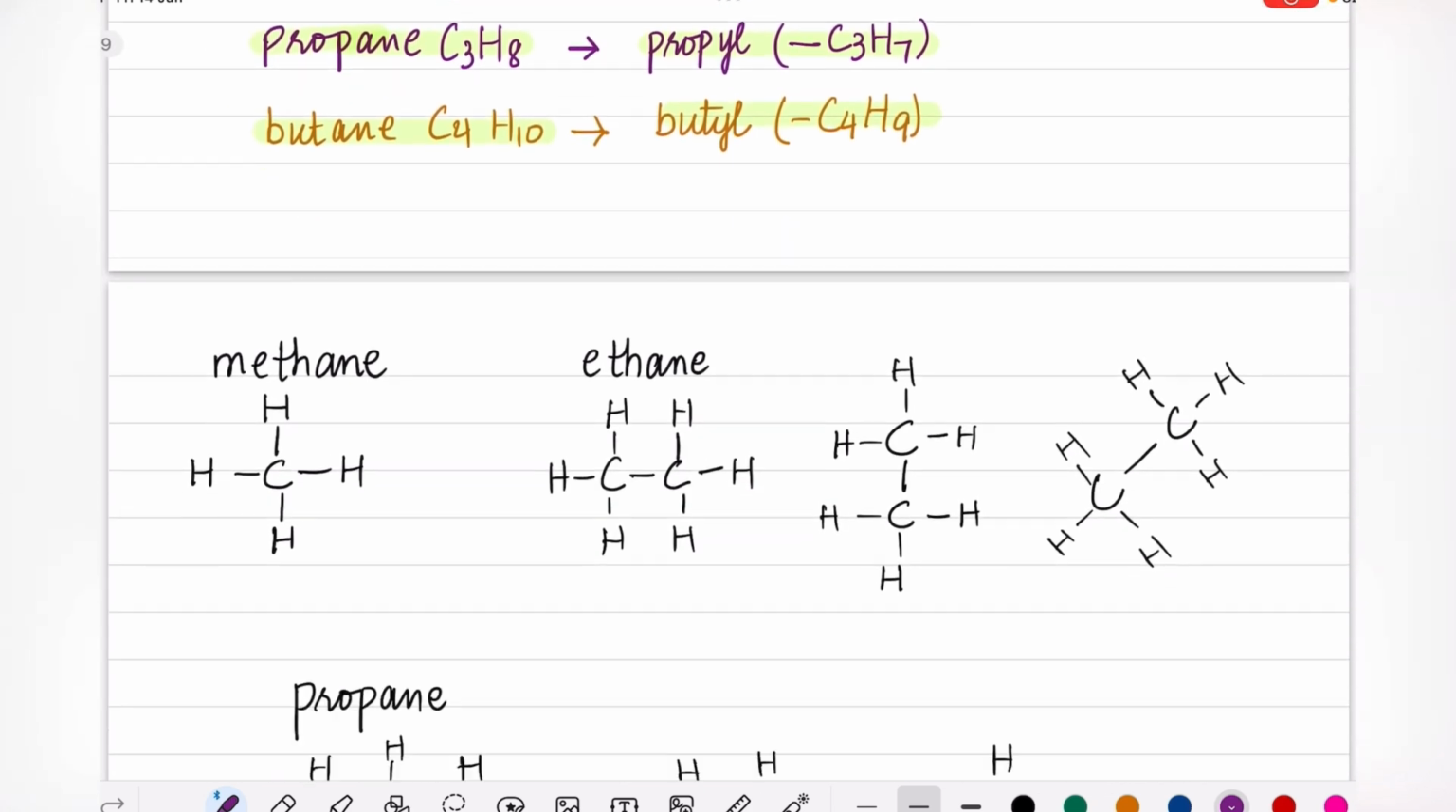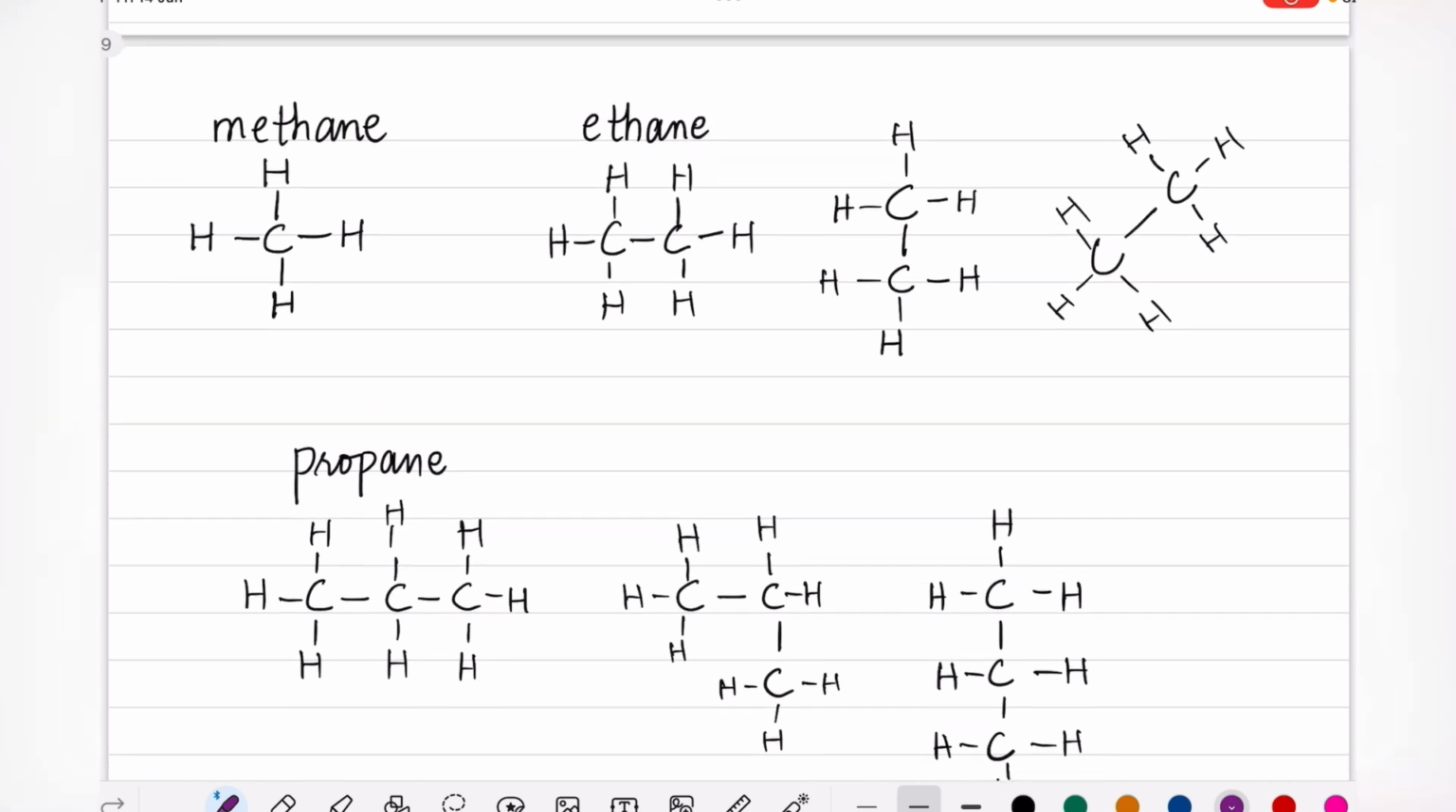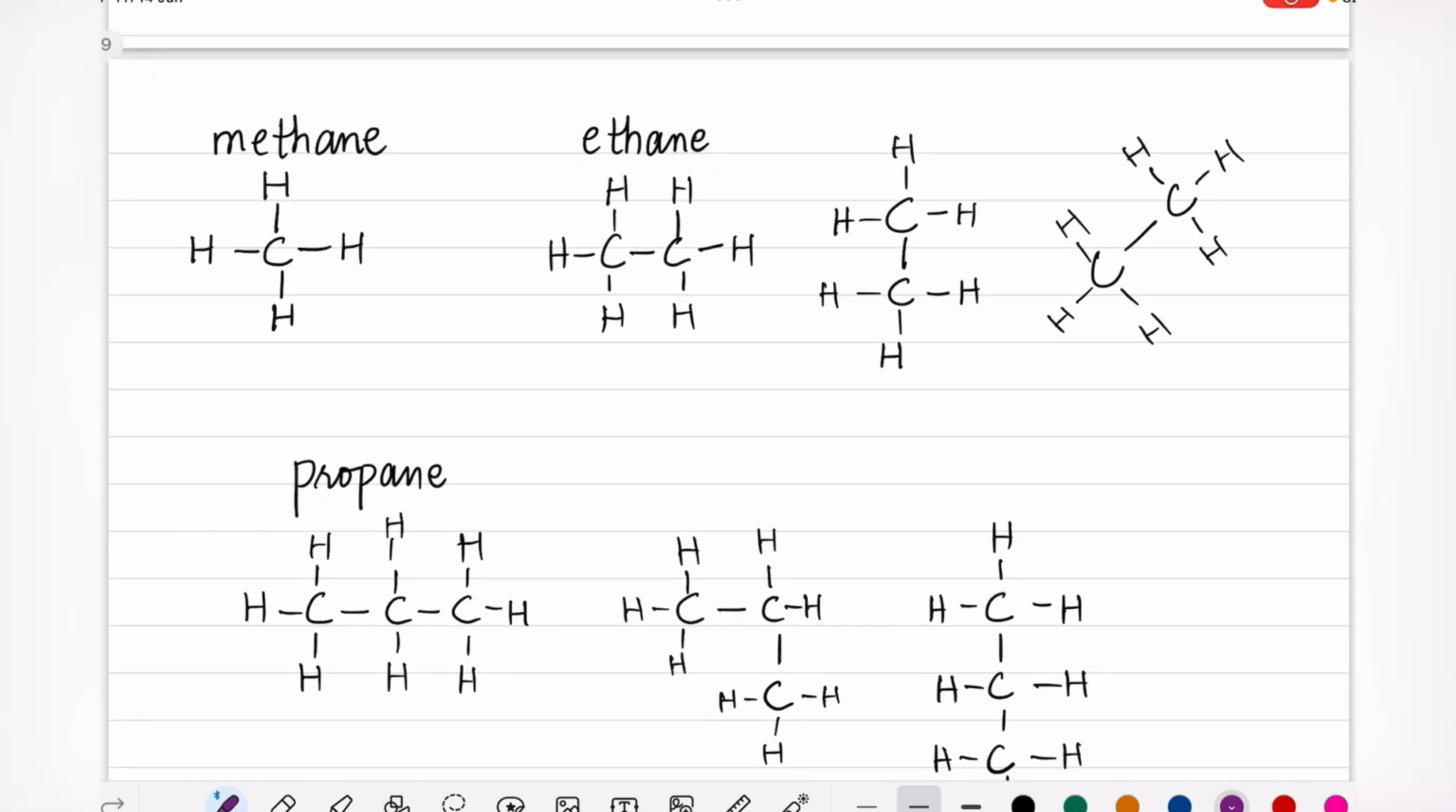Now, let's start the isomerism in alkanes. The first member of the alkanes series is methane. Methane consists of only one carbon atom, so there is no other structure to represent the methane. So methane does not exhibit isomerism.